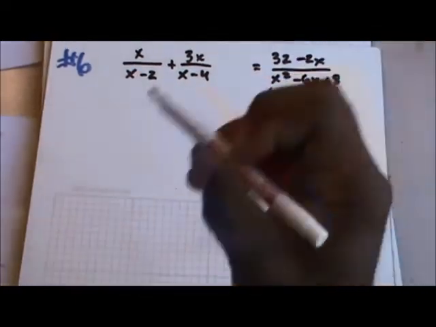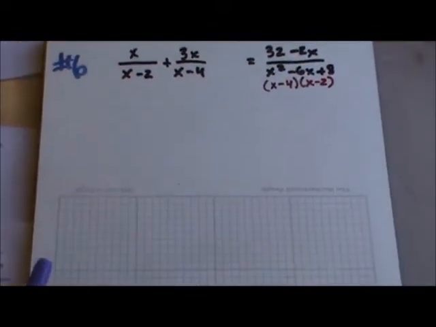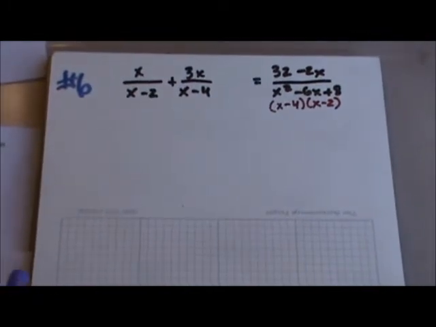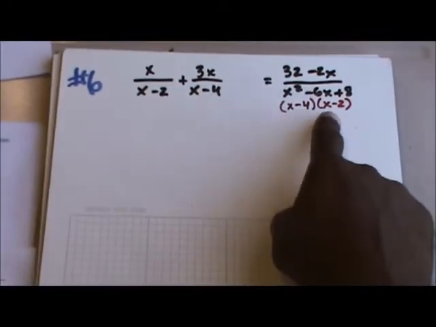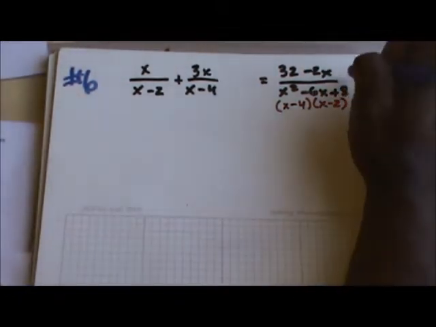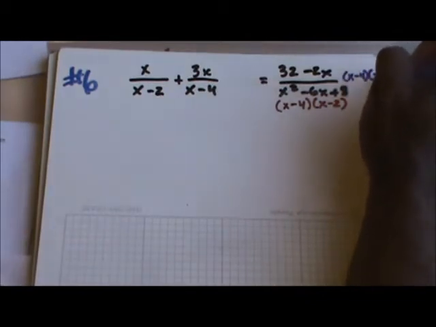Now that just means that it's easy to find our LCD for this problem. Our LCD is x minus 4, x minus 2. So we're going to multiply each term by that. x minus 4, x minus 2.